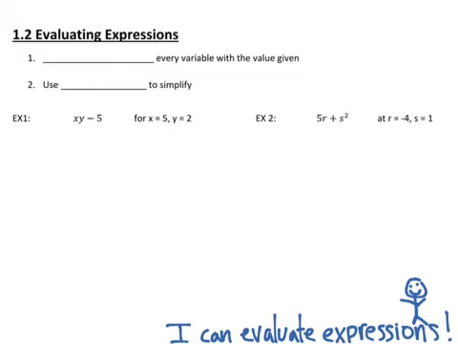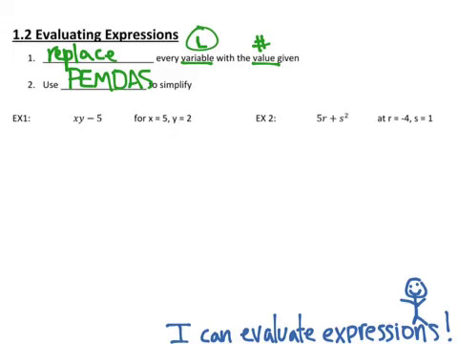So evaluating expressions pretty much has to deal with replacing numbers, like 5 or 2, for letters. We're going to see what that means in a second. When we're evaluating expressions, our first step is to replace every variable with the value given. So we're going to replace every letter, every variable, with the value, the number. So maybe L for letter and a number sign for number. So we're replacing letters with numbers. And then once we do that, we can use PEMDAS, which we learned all about in the last lesson, to solve, to simplify it. So it's like we're rewriting it, but instead of letters, we're rewriting it with numbers.